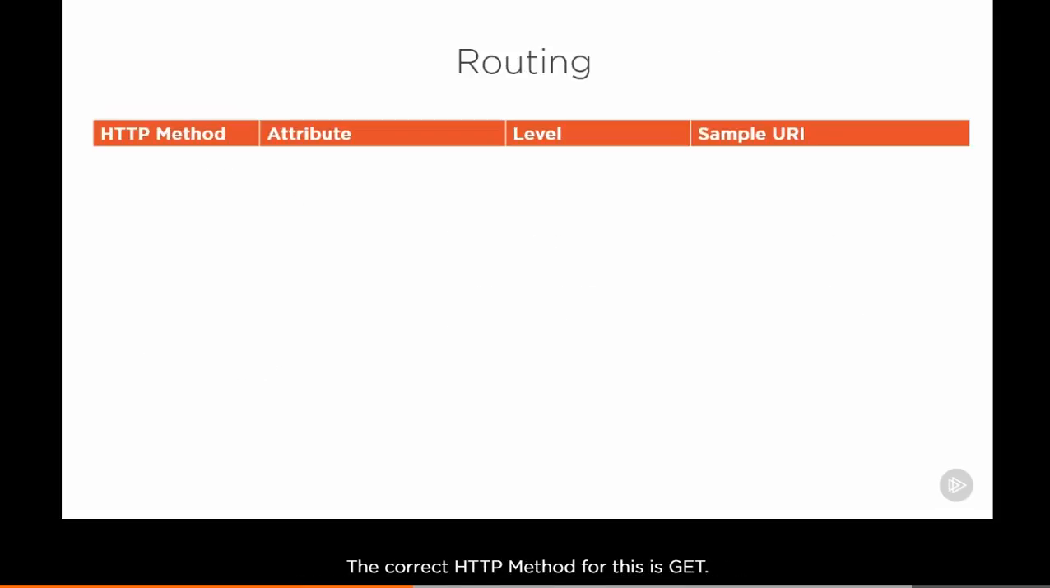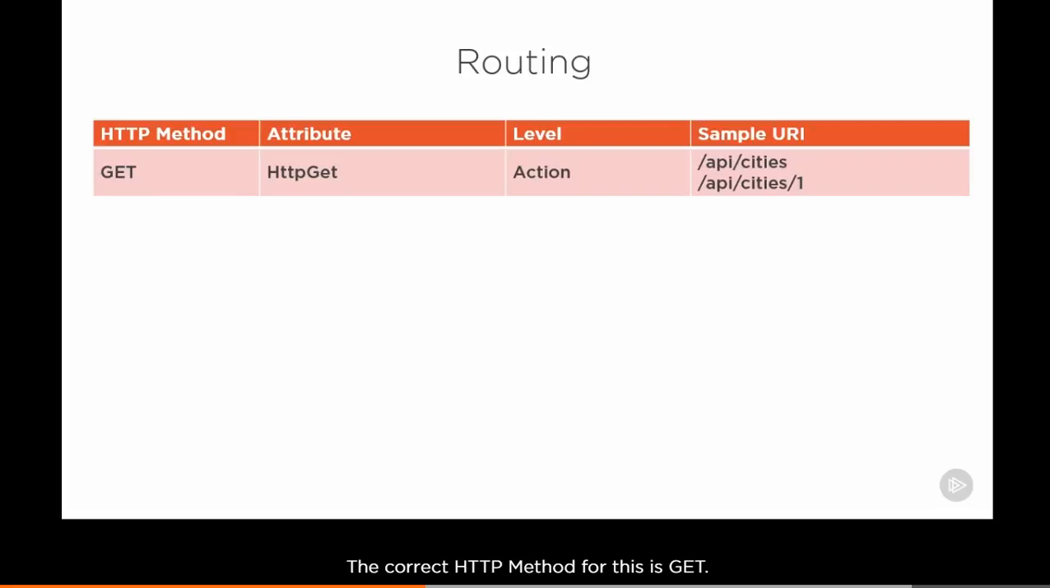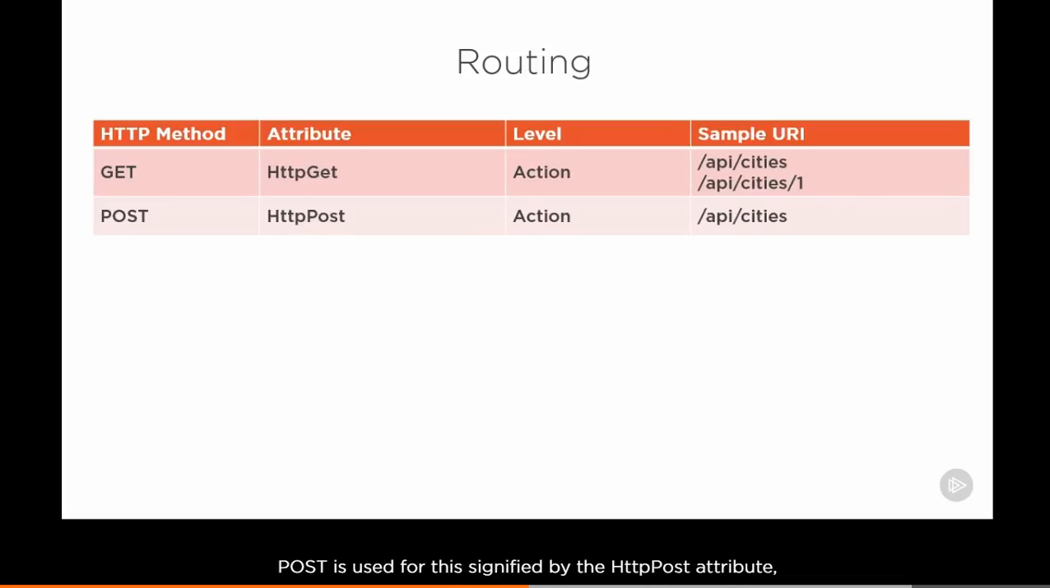First up, reading resources. The correct HTTP method for this is GET. In code, we use the HTTP GET attribute on the action that contains the code to read and return the resource. A sample URI would be API/cities for a list of cities, and API/cities/1 for city with ID 1. Then there's creating a resource. Post is used for this, signified by the HTTP post attribute, also at action level. In the action, the code to create a resource should reside. A sample URI is API/cities to create a city.